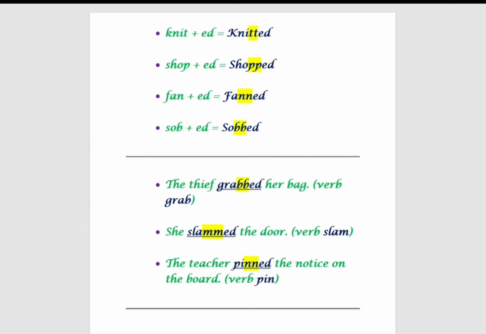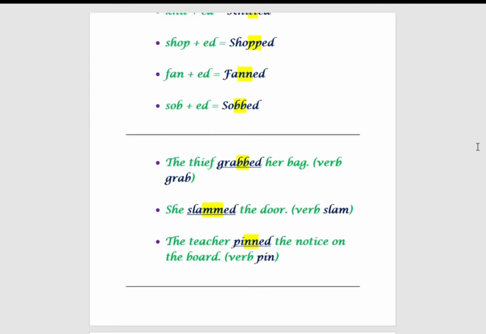Now look at the sentences also. The thief grabbed her bag. Here the verb is grab. Then she slammed the door. Slam is the verb here. The teacher pinned the notice on the board. The verb is pin here. So you can see the letters are doubled.